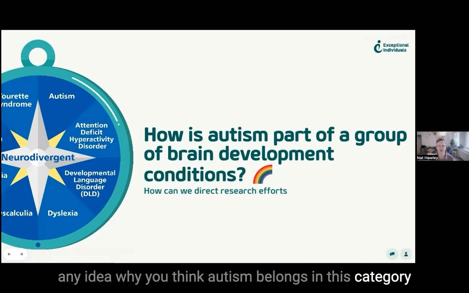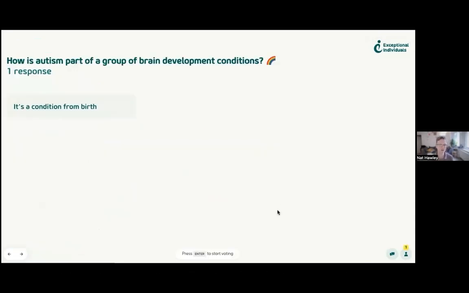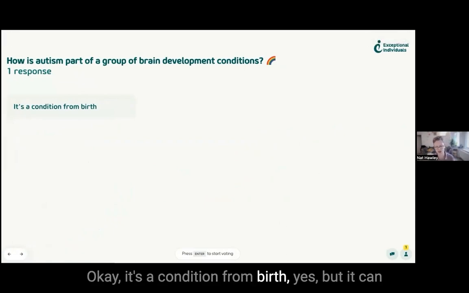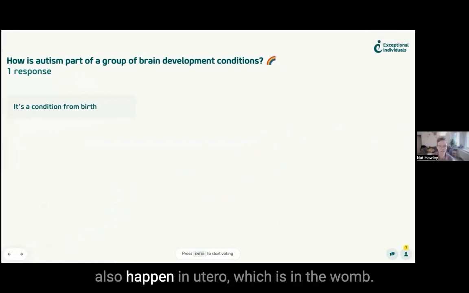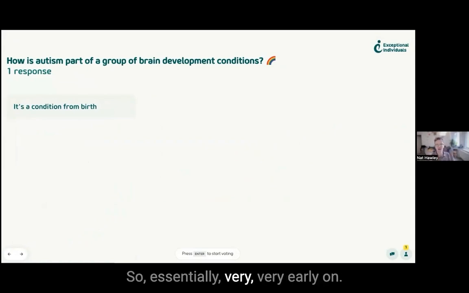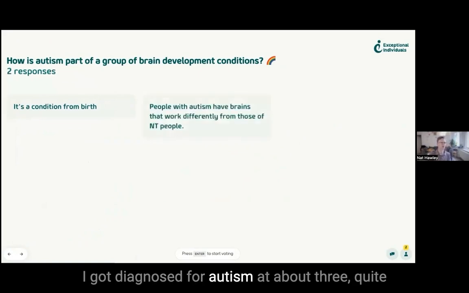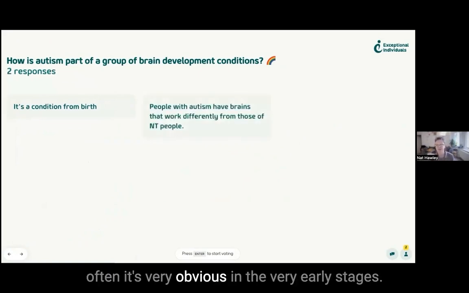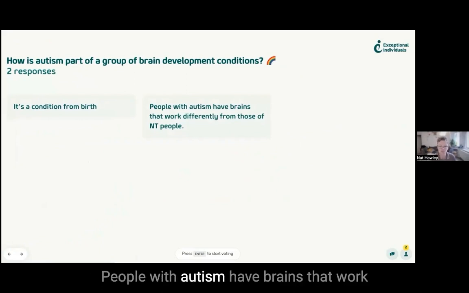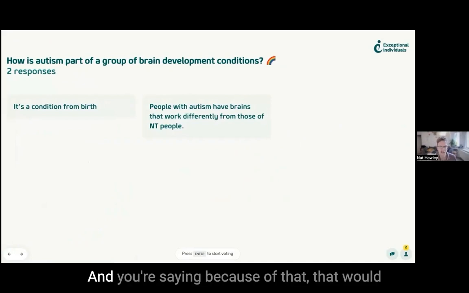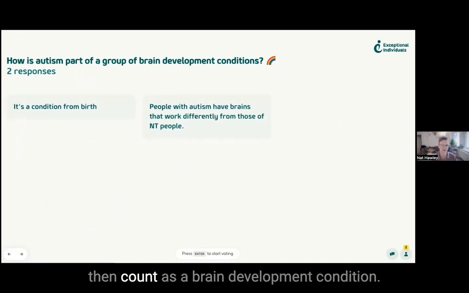belongs in this category of neurodevelopmental? Okay, it's a condition from birth, yes, but it can also happen in utero, which is in the womb. So essentially, very, very early on. Also, I got diagnosed with autism at about 3. Quite often, it's very obvious in the very early stages. People with autism have brains that work differently from those of neurotypical people. And you're saying because of that, that would then count as a brain development condition.